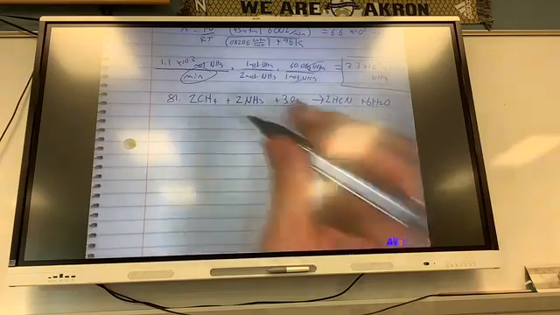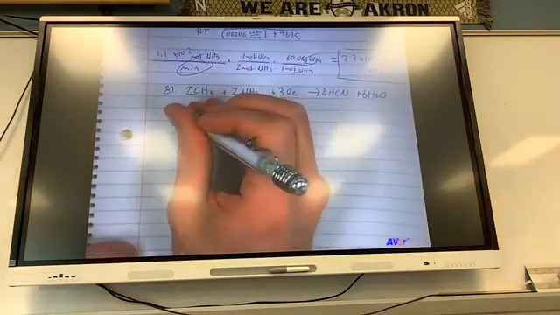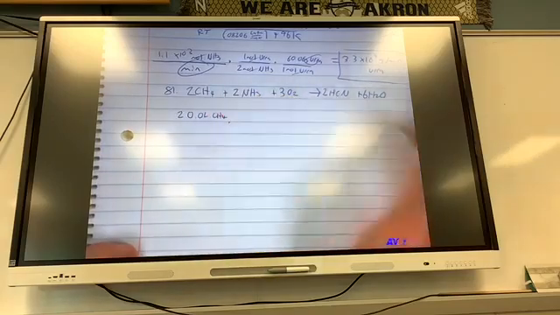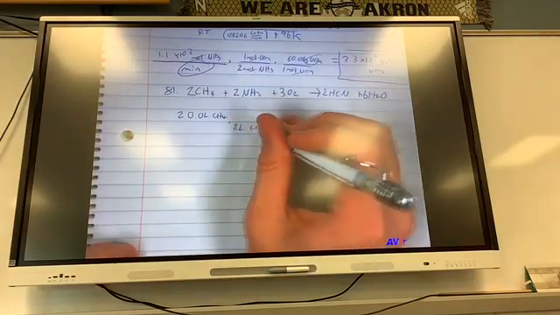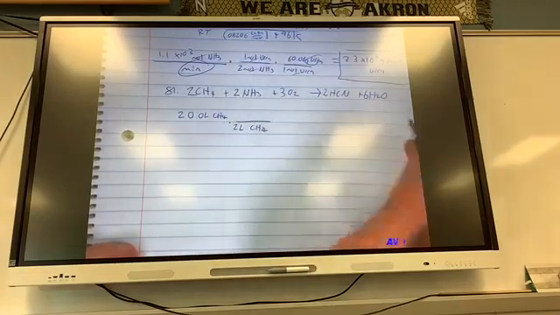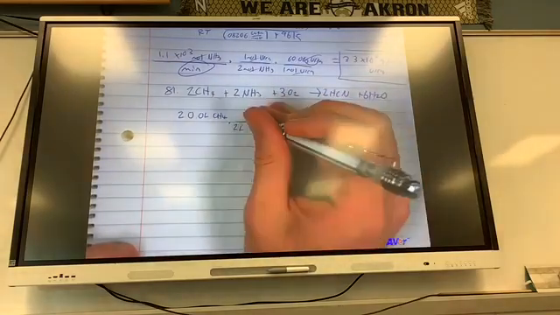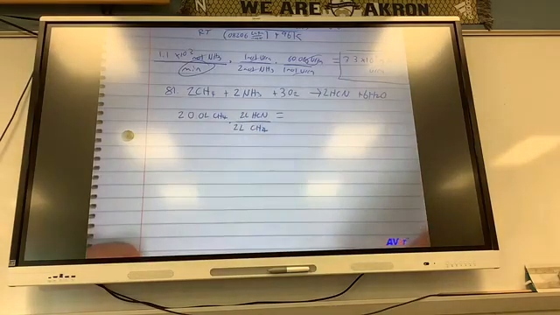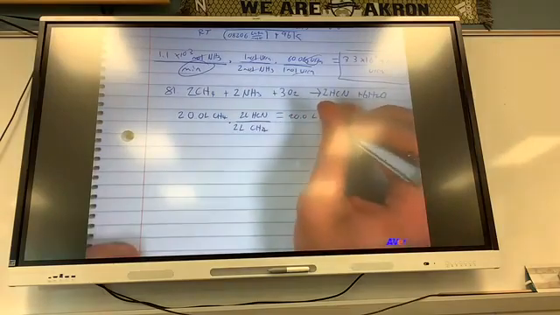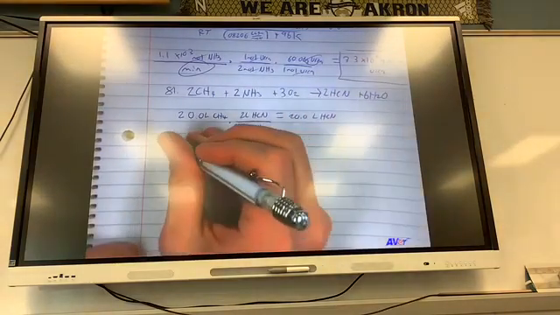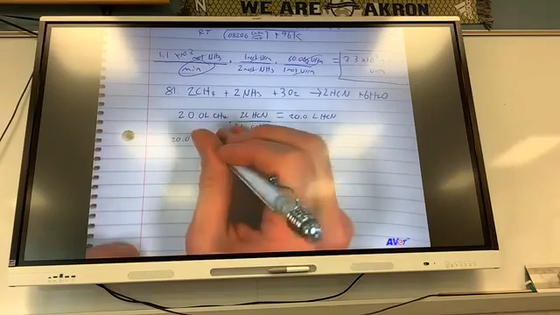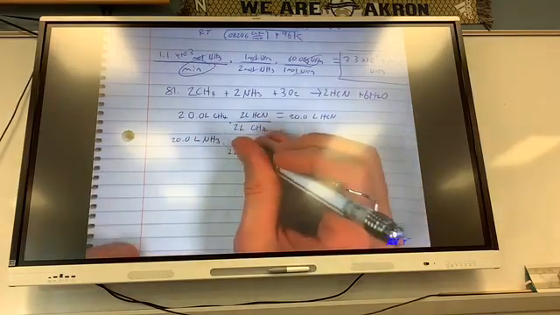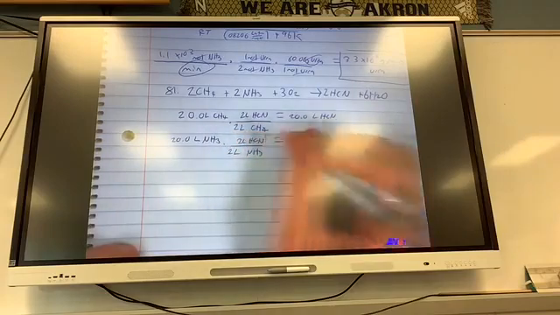Okay, so here's what I did. You guys aren't going to like this. I had 20.0 liters of CH4. For every 2 liters of CH4, I have 2 liters of HCN. How many liters of HCN does that give me? 20.0 liters of HCN. I had 20.0 liters of NH3. For every 2 liters of NH3, I had 2 liters of HCN. How many liters of HCN did that give me?